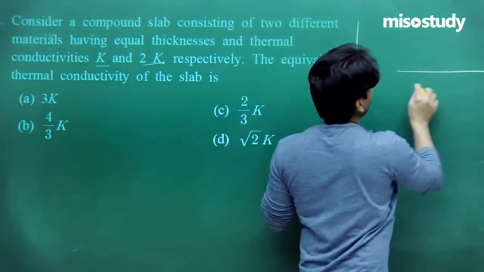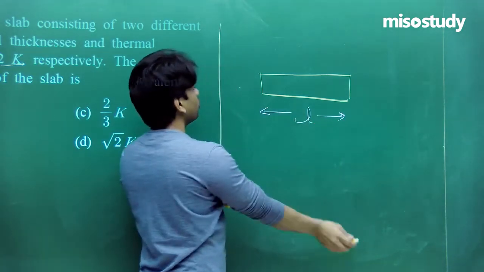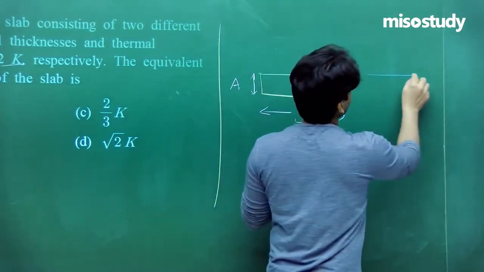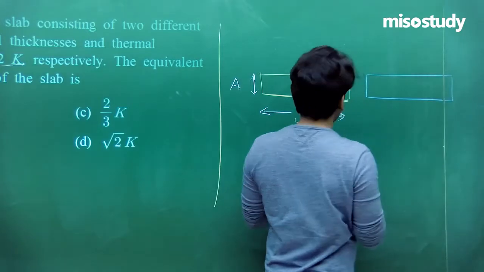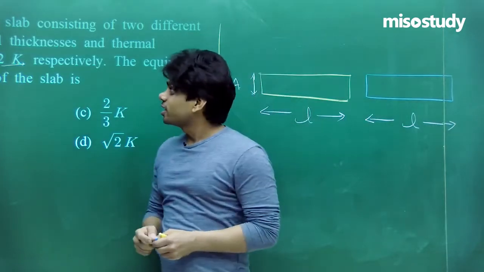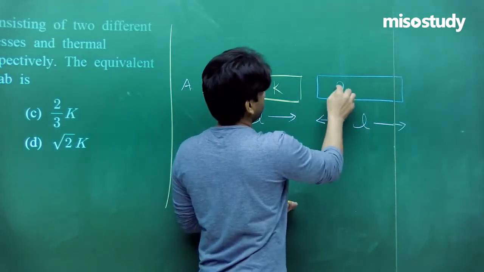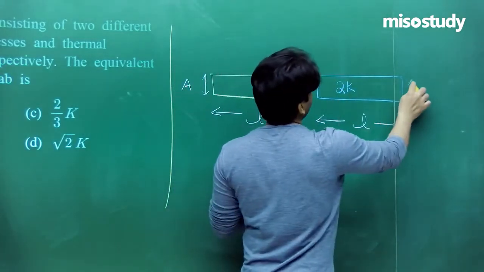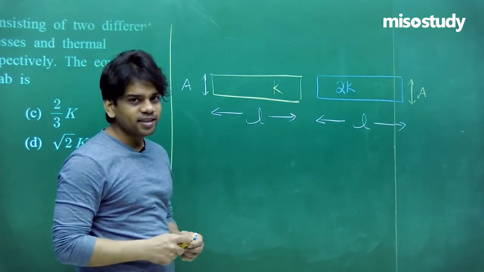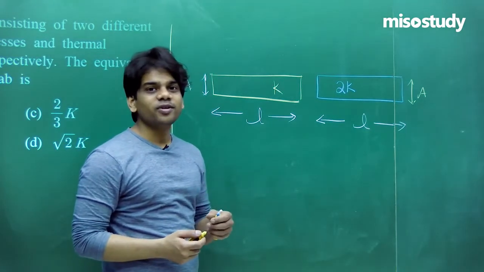Two slabs are provided, one with length L and the same thickness, so let's say the area of cross section will be the same, A. Another rod is also present of the same length, but the conductivity is different. The first rod has conductivity K and the second one has 2K, and they have the same dimensions. When they are combined and made to join in series, we all know that in a series combination the heat resistance will be added up.